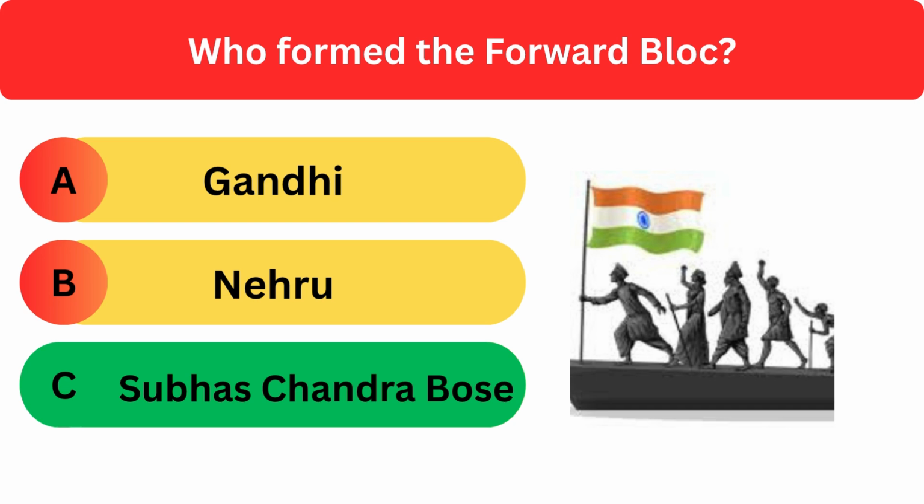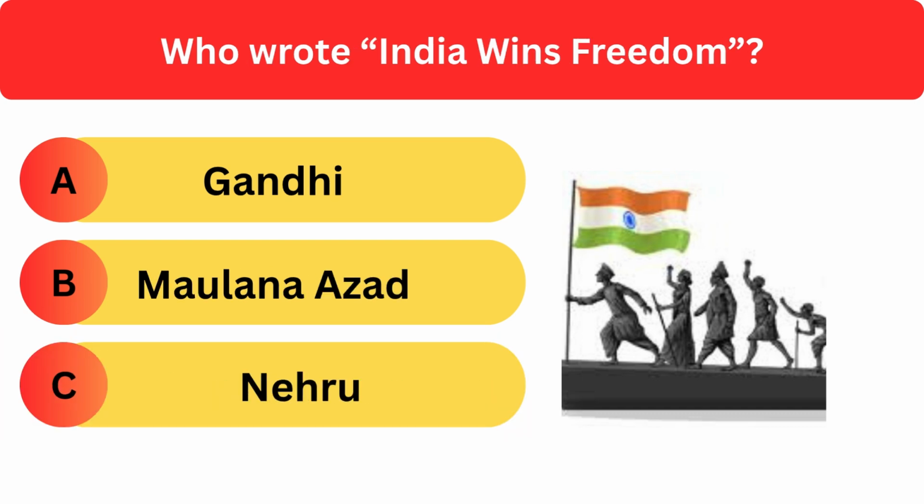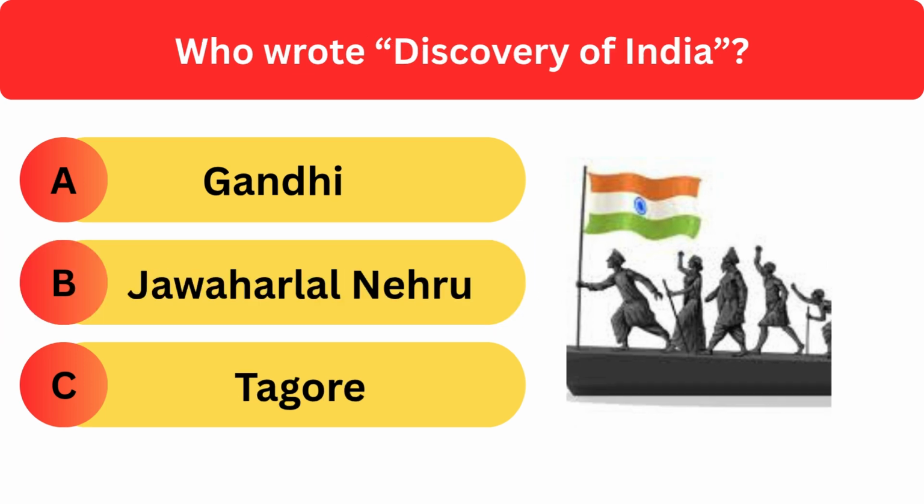Who formed the forward bloc? Gandhi, Nehru, Bose. Correct answer is Subhash Chandra Bose. Who wrote India Wins Freedom? Gandhi, Maulana Azad, Nehru. Correct answer is Maulana Abul Kalam Azad. Who wrote Discovery of India? Gandhi, Nehru, Tagore. Correct answer is Jawaharlal Nehru.